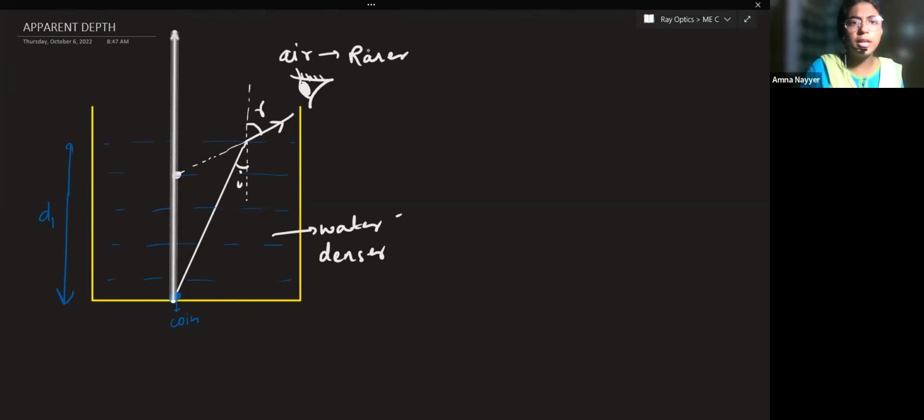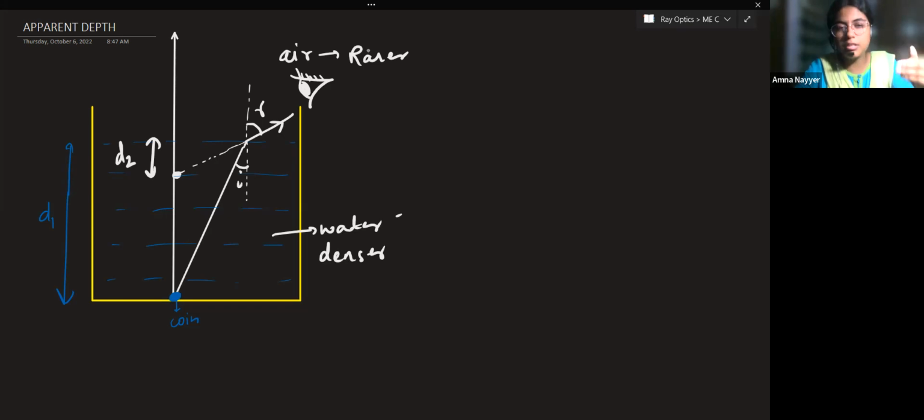Some more rays I'm drawing just for the calculation part, because we have to do the derivation. So for that, this is D2, fine. Now, this gap that you're able to see, the actual depth and the apparent depth, there's a shift in the image of the coin. You were able to see the coin here, now you're able to see the coin above.